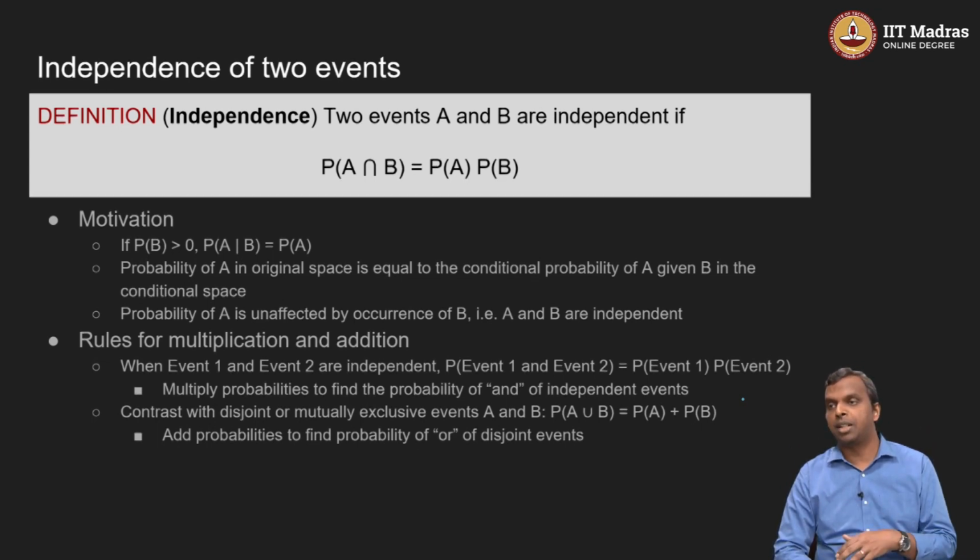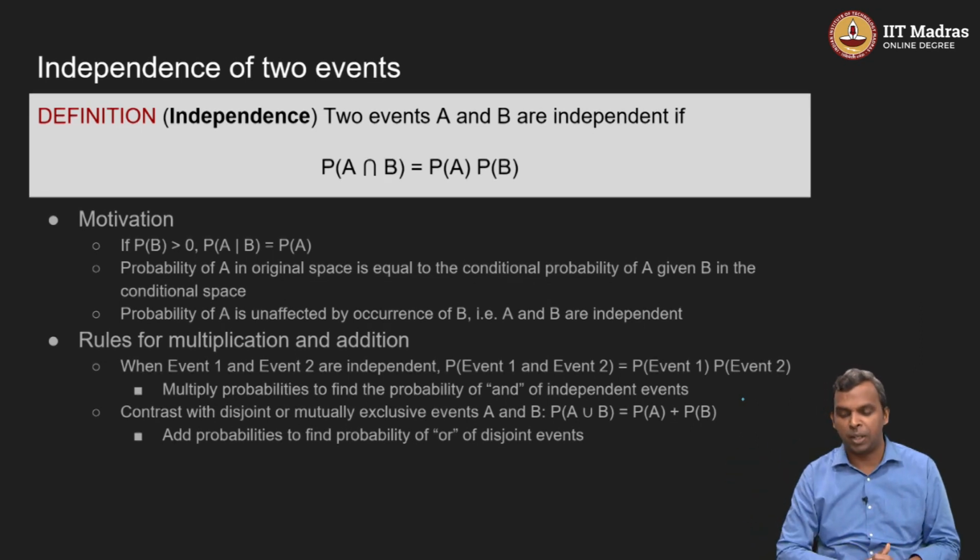When you have two events that you think are mutually exclusive and you want to find the probability that either this or that happened, you can simply add. There's no intersection between them, so there's no need to worry about subtracting the intersection.